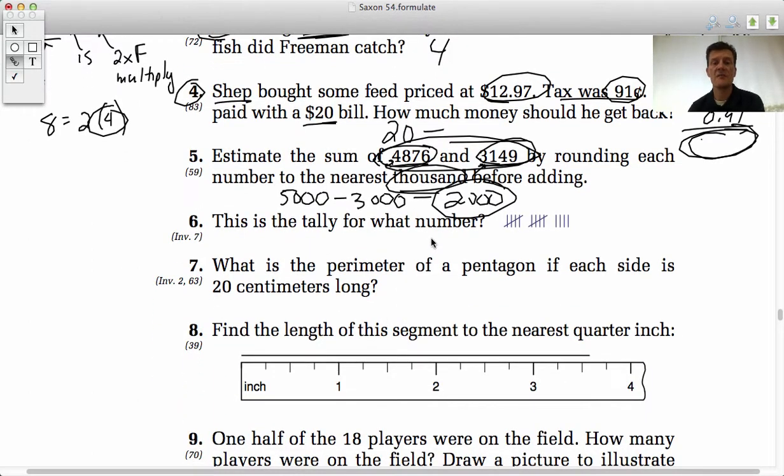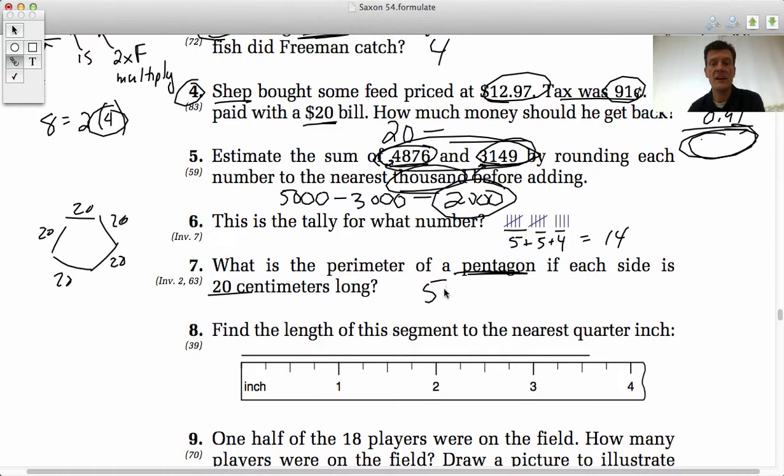Number 6, what is the tally for? What is the tally for what number? Excuse me. So there's a 5, there's a 5, and 4 more. So 5 plus 5 plus 4 is going to give you 14. What is the perimeter of a pentagon that has 5 sides if each side is 20 centimeters? So 1, 2, 3, 4, 5. Each is 20, 20, 20, 20. All of them are 20. And you're going to add those all up, or just take 5 times 20.